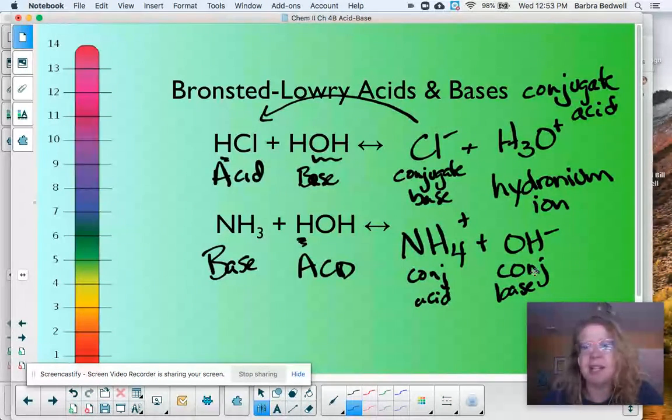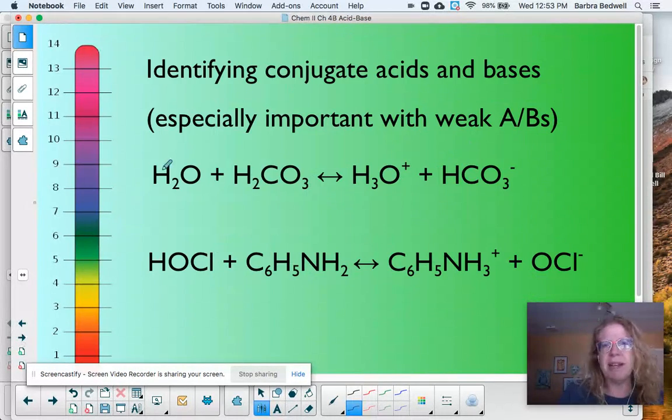And that actually makes more sense because hydroxide is always a base, right? That's an easy one to see. So this is the conjugate base now because this is produced as a result. This is weird. I get that this is kind of a weird idea. So let's practice a couple of examples.